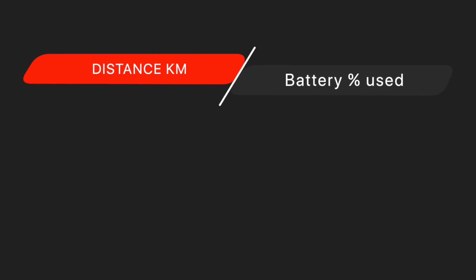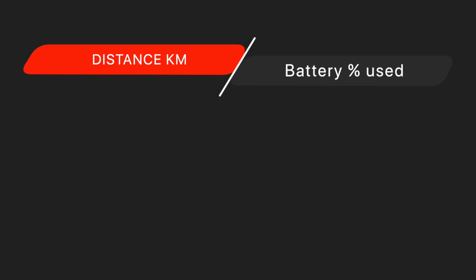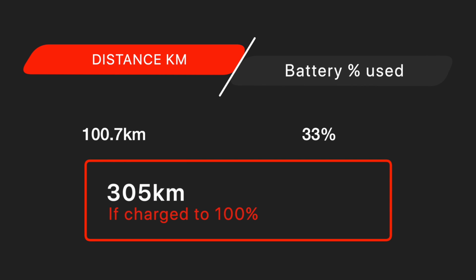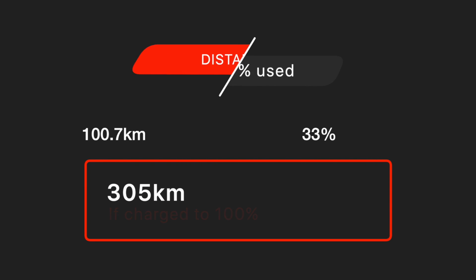Using the total battery range kilometer method, that is by using the distance traveled in kilometers divided by the claimed battery percent used by the car. In this case, we did 100.7 kilometers and used 33% of the battery. So the range could have been about 305 kilometers, again on a full charge. 460, 305, again, too big a jump for most.